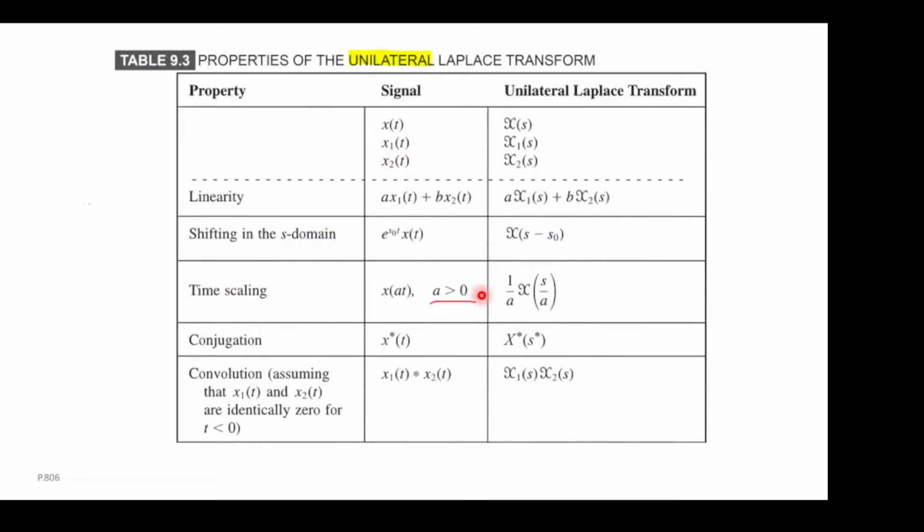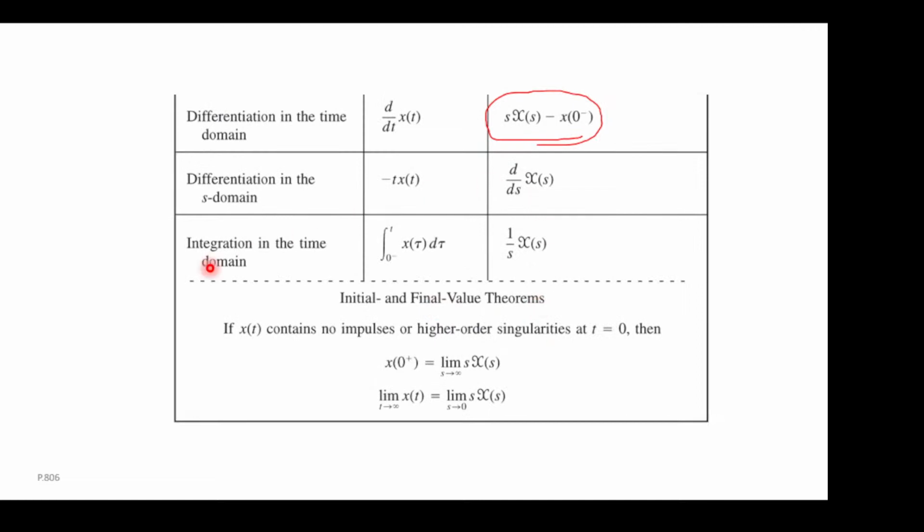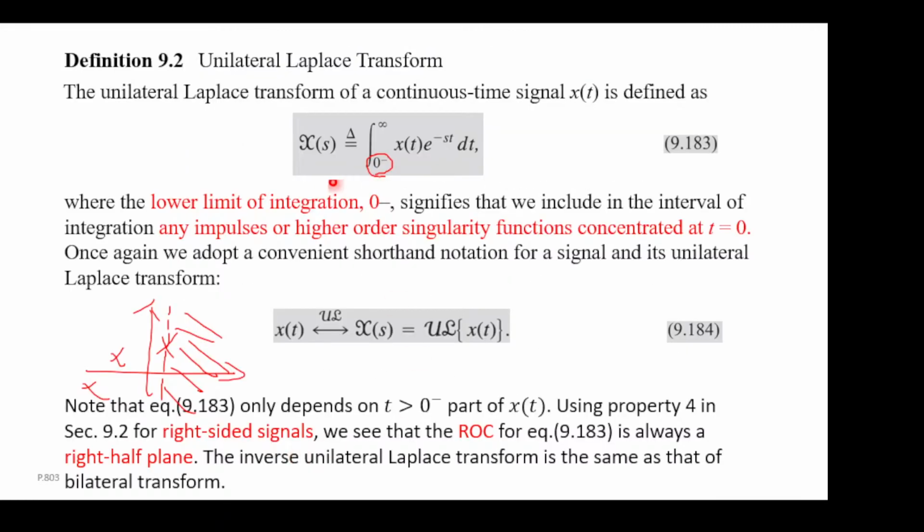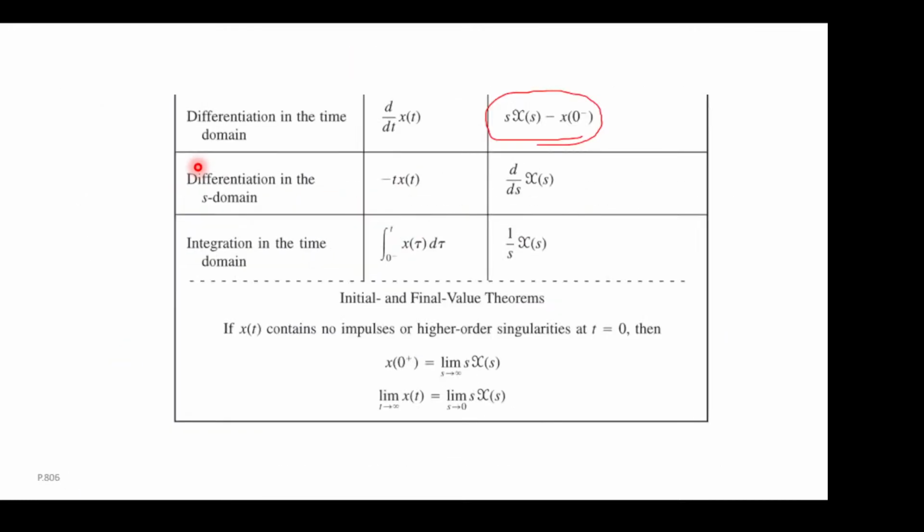And yeah, so for example, we must have a bigger than 0 here. And then the differential property is very useful here. So you have dx/dt, and you see that it actually depends on the value of x on this boundary of 0 minus. And the initial and final value theorem is now more natural, because we basically don't care about the x of t for t less than 0. So we can assume x of t is equal to 0 for t less than 0. Okay, so we also have the initial value and the final value theorem that look more natural.